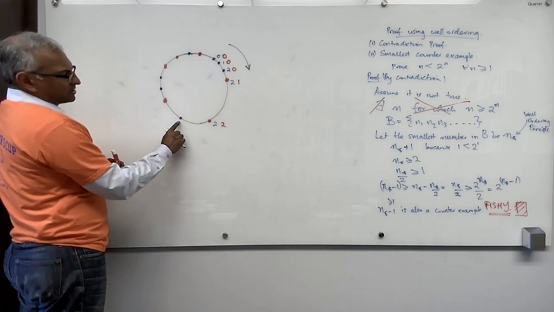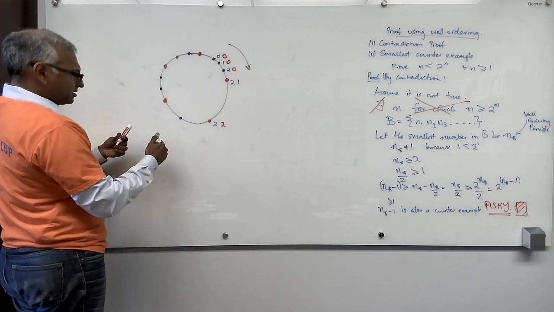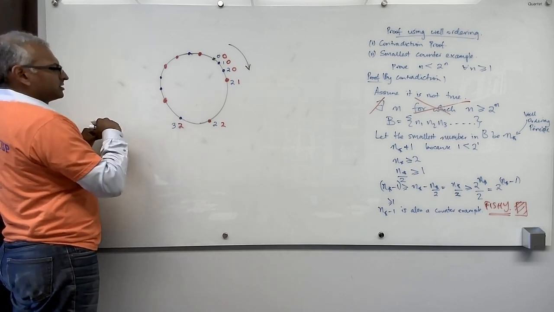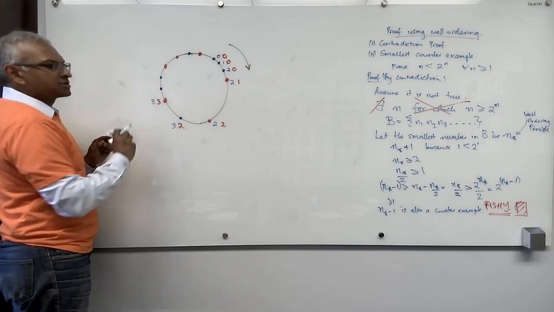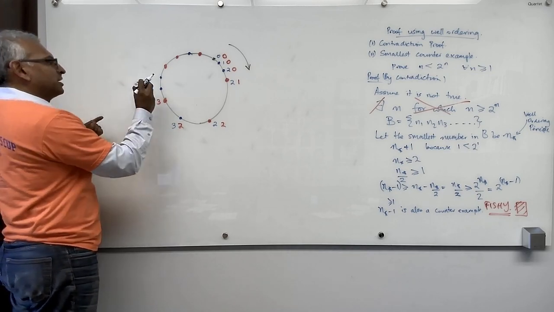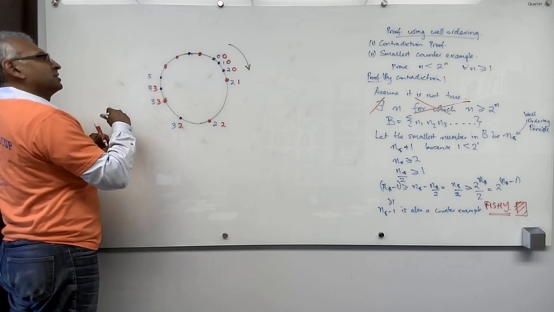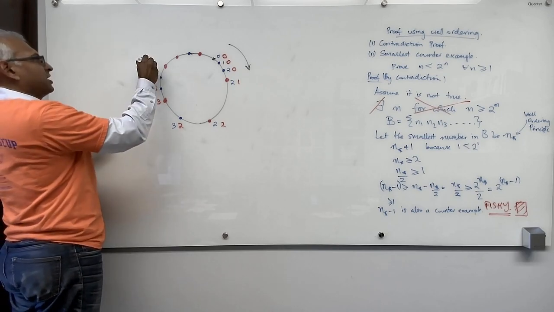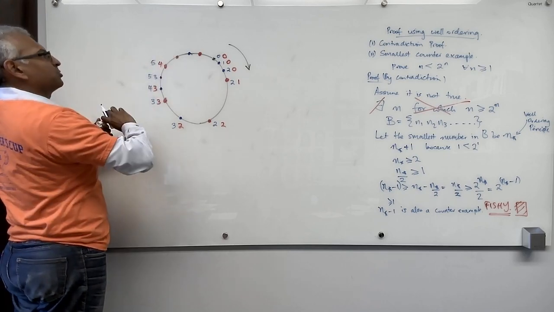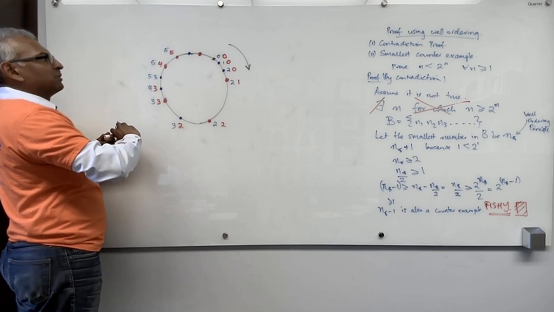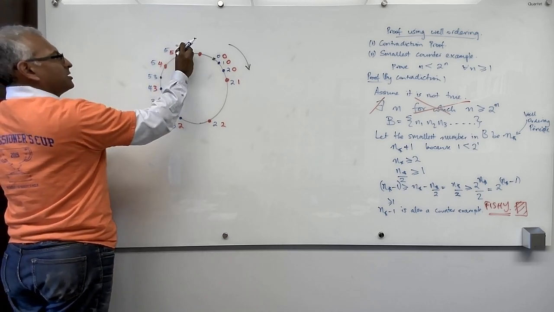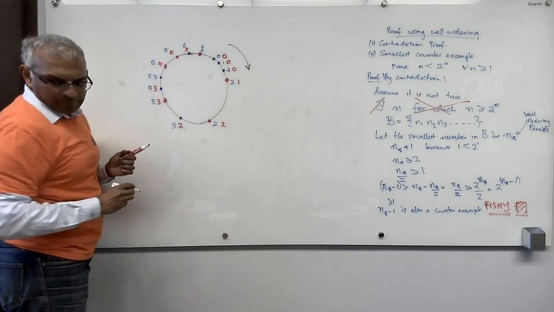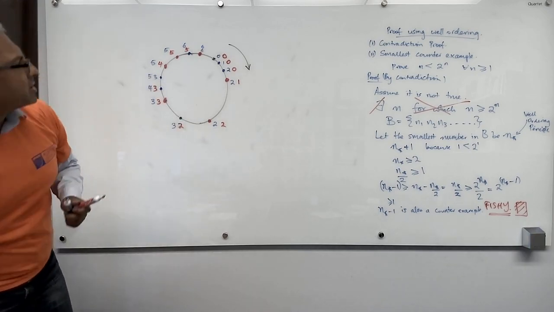Now once I pass this point, I've passed 3 blue points and 2 red points. Once I pass this point, I've passed 3 blue points and 3 red points. And once I pass this point, I've passed 4 blue and 3 red. Once I pass this point, I pass 5 blue and 3 red. And once I pass this point, I pass 5 blue and 4 red. Once I pass this point, I pass 5 blue and 5 red. And once I pass this point, I pass 6 blue and 5 red. And once I pass this point, I have passed 6 red and 6 blue. And I end up coming back to my starting point at this point.